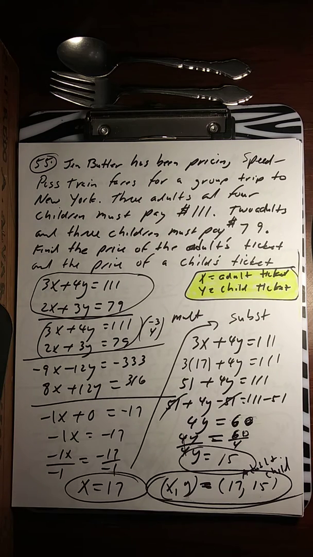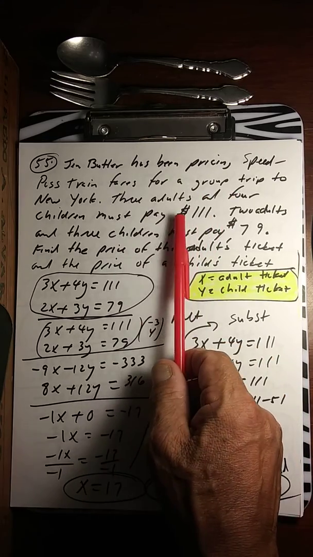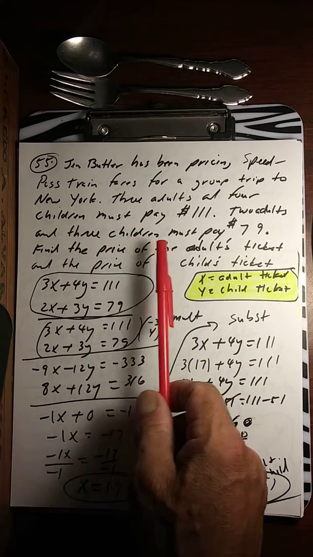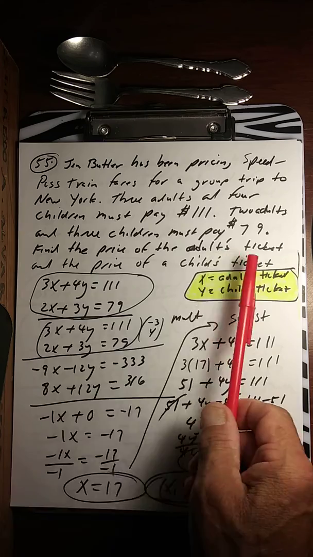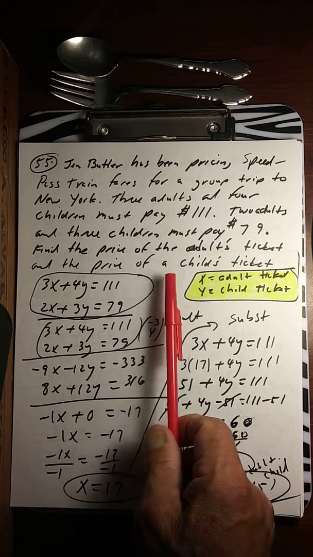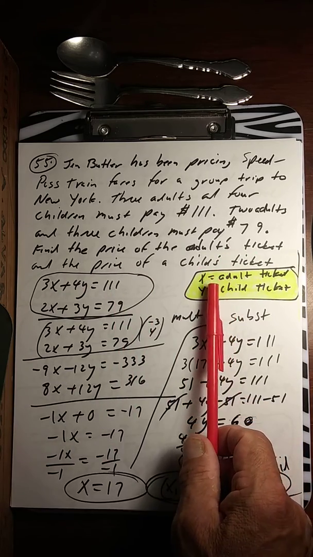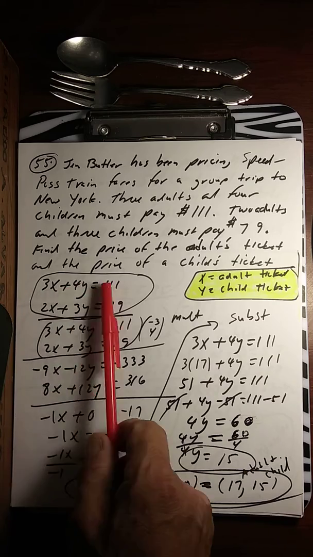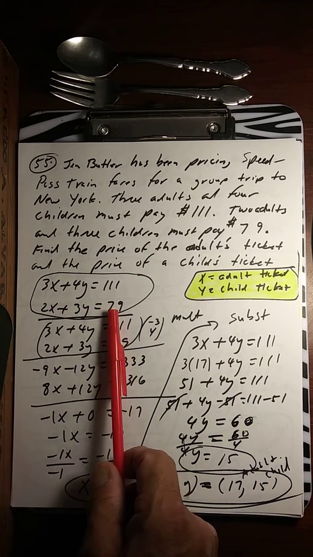Jane Butler has been pricing speed pass train fares for a group trip to New York. 3 adults and 4 children must pay $111. 2 adults and 3 children must pay $79. Find the price of the adult tickets and the price of the child's ticket. So, adult ticket, children's ticket. 3 plus 4 is 111, and 2 plus 3 is 79.